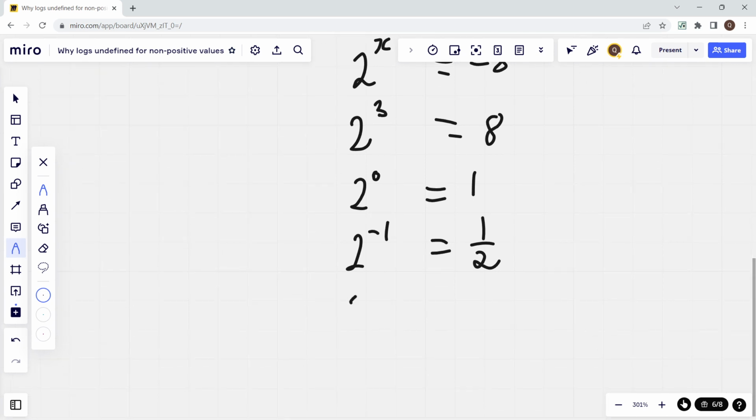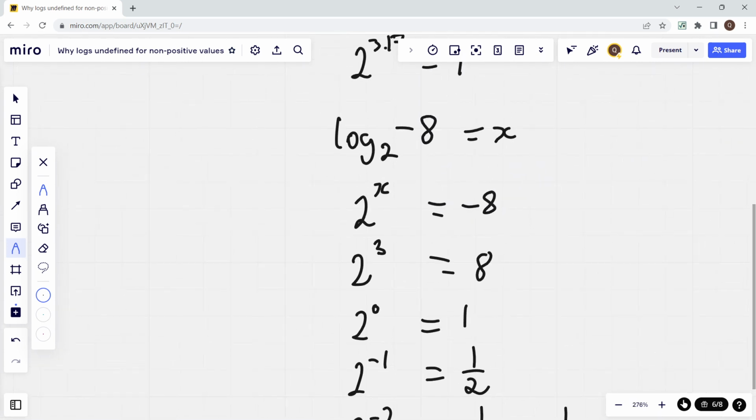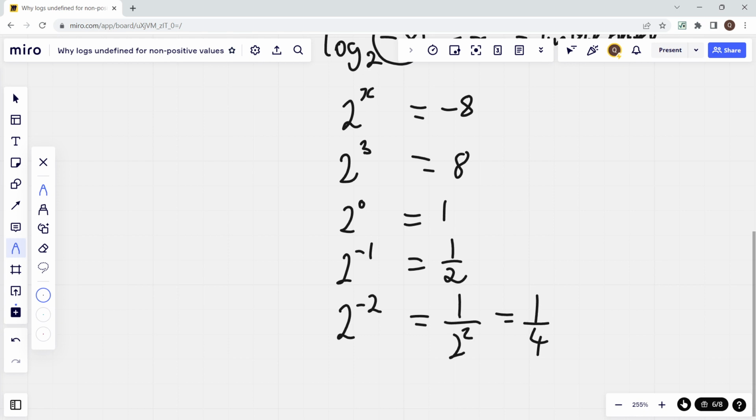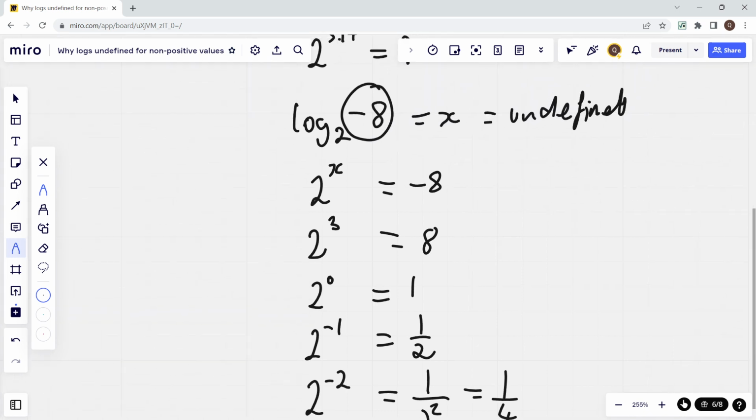Then let's go even further, let's say 2 to the power of negative 2. Well, that's just 1 over 2 to the power of 2, which is equal to 1 over 4. As you can see, whatever we do, we're never going to get a negative result. And that's why the log of a negative argument is undefined. If we put that in our calculator, the calculator will say undefined or some words to that effect, because there is nothing we can raise a number to that will give a negative result.